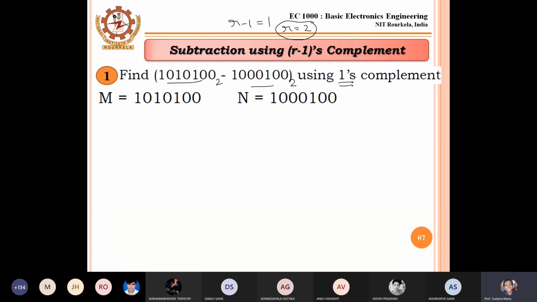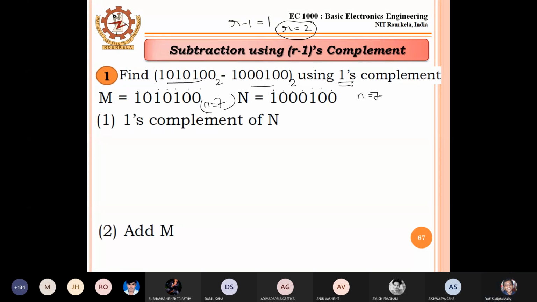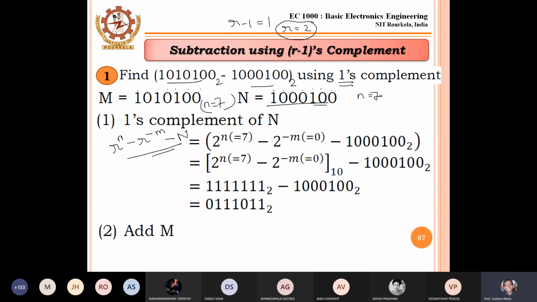As per our problem, capital M and capital N are given, and in both cases N equal to 7. Step 1: we have to find the 1's complement of capital N. What was the formula? r to the power n minus r to the power minus m, then minus capital N. Since it is a 1's complement, you can directly change 0 to 1 and 1 to 0. No issue.